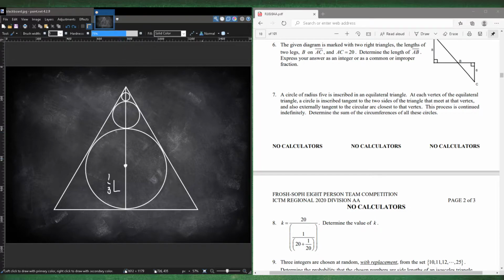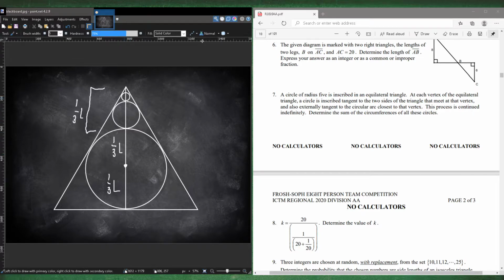But remember, this is a circle. So if this is 1/3 of the length, then this section is also 1/3 of the length. That means this section over here is equal to 1/3 of the length as well, because 1/3 plus 1/3 plus 1/3 is the entire length L.